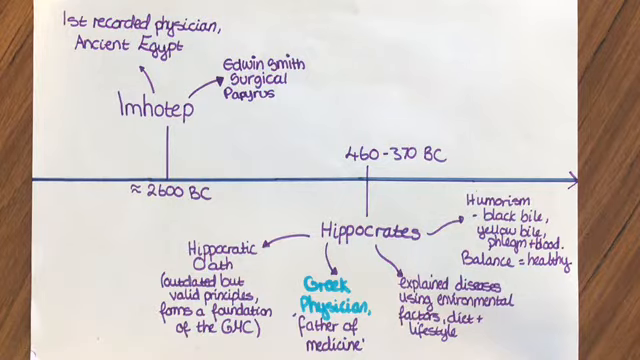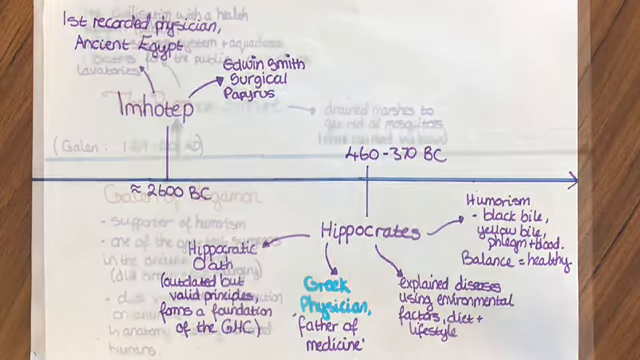4 humours: black bile, yellow bile, phlegm and blood, and if you have a healthy balance of them, then you are healthy. He also explained diseases using environmental factors, diet and lifestyle.